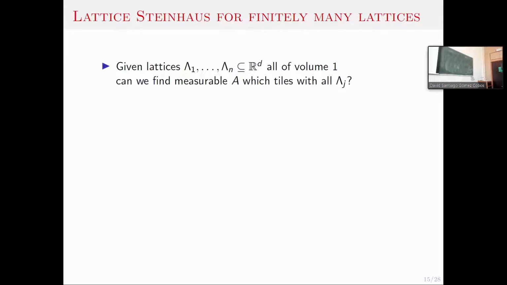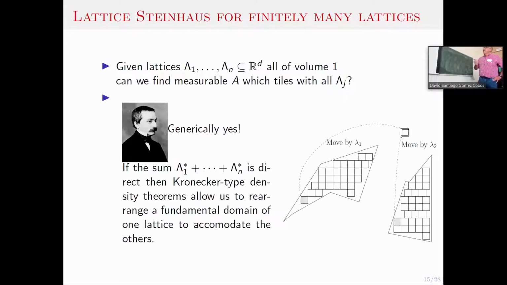There's no real reason. So suppose we start with n lattices in Euclidean space. Now, if I want to find a common measurable tile for all of them, they better have the same volume, because something that tiles with lambda 1 must have area or volume equal to the determinant of lambda 1. So they must all have the same determinant. Can we find a measurable A which tiles with all of them, all n of them? The surprising answer is yes, most of the time. And for 2 lattices, it's always possible. It was surprising to me. And it goes like this.